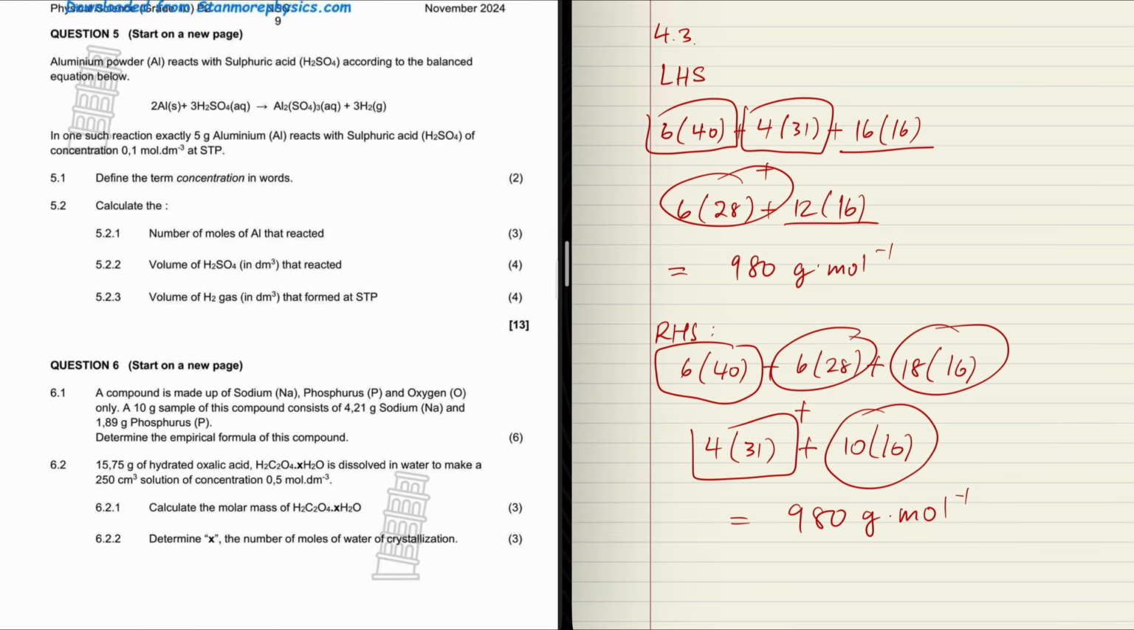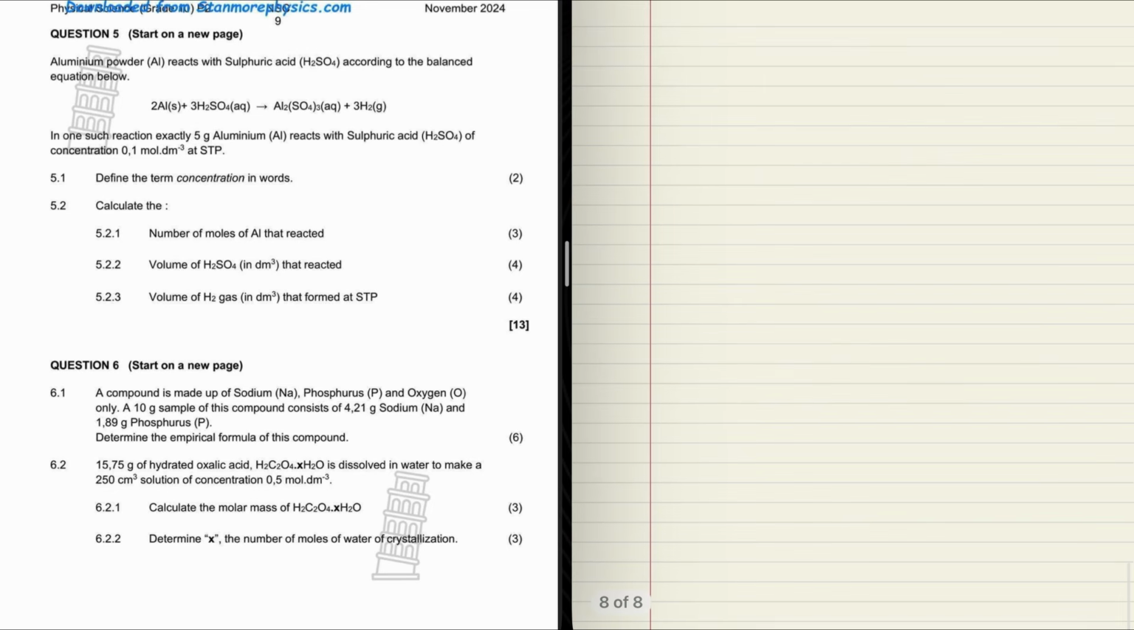Okay, now let's take a look at question number 5. Aluminium powder reacts with sulfuric acid, H2SO4, according to the following balanced equation. In one such reaction, exactly 5 grams of aluminium reacts with sulfuric acid of concentration 0.1 moles per dm cubed at STP. So we leave out 5.1. 5.2.1, calculate the number of moles of aluminium that reacted.